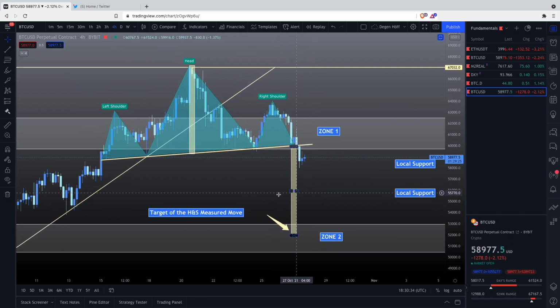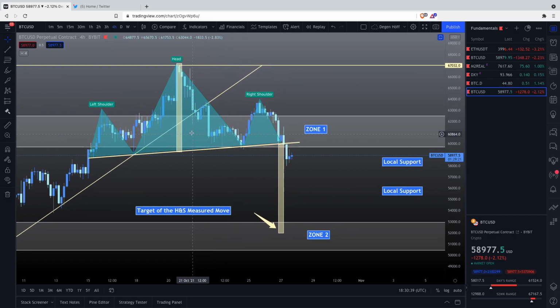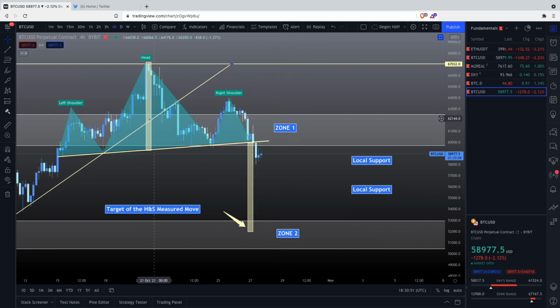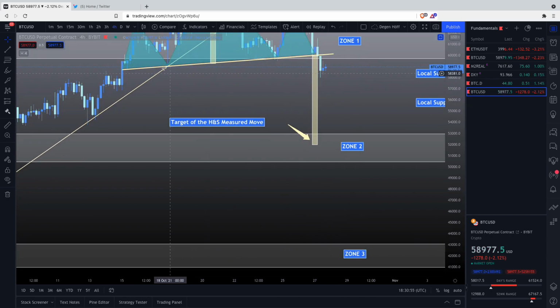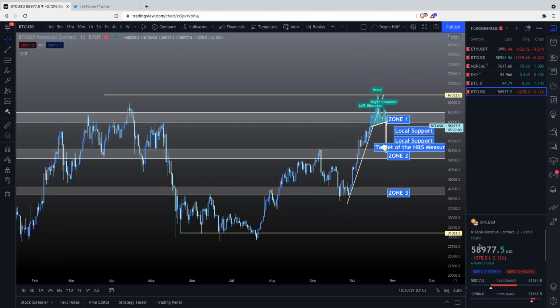No guarantee this is going to play through. But in the event that it does, what we do is we simply take from the neckline here to the tip of the head, and then whatever that exact space is, we copy that down to here, and that's the measured move, which would take us from zone 1, where we were chopping around previously, into zone 2. And this is overlaid onto the macro BTC chart.